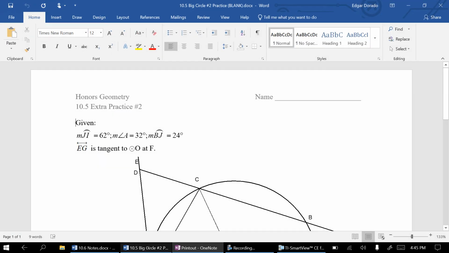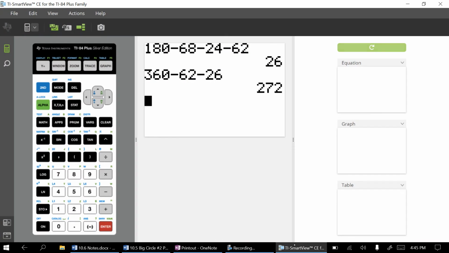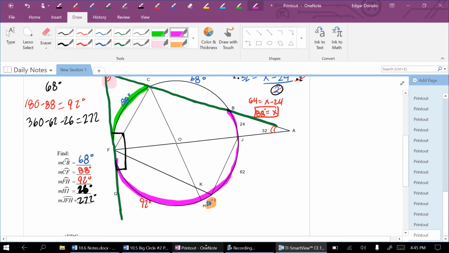It's going to be 92 plus 26 plus 62 plus 24. Let's go ahead and write that down. So 92 plus 26 plus 62 plus 24. That's 204. Let's go back to it. So all that's going to be 204.